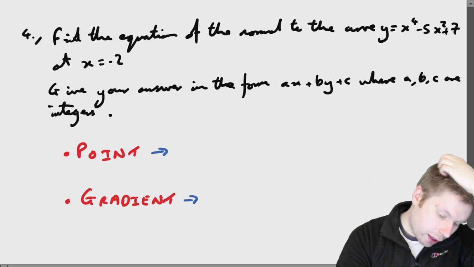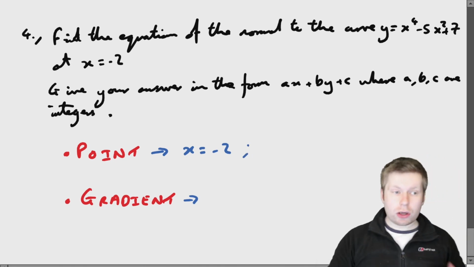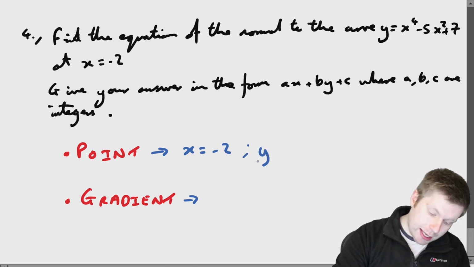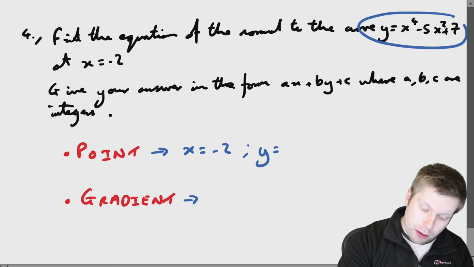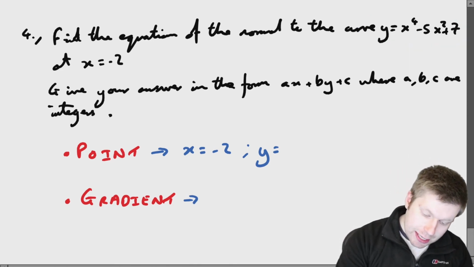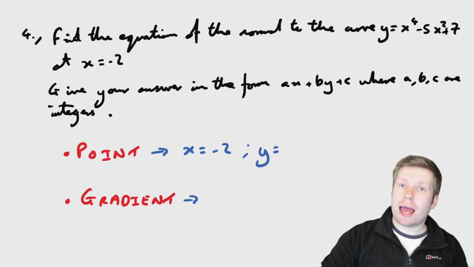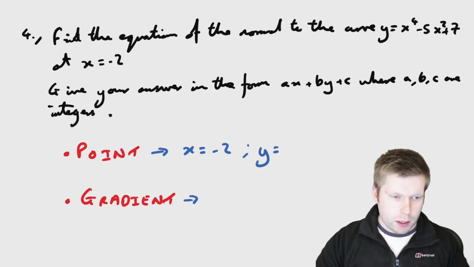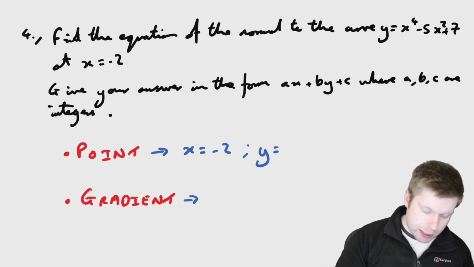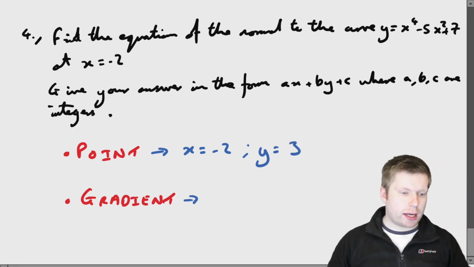So let's find the point that lies on the line first. So I've got x equals -2. I want to find a corresponding y value. So let's think. If I use this formula up here, y equals x to the power 4 minus 5x squared plus 7, and stick in x equals -2, then I should be able to find the y coordinate when x is equal to -2. So if I do that, I find that my y coordinate is 3, okay?